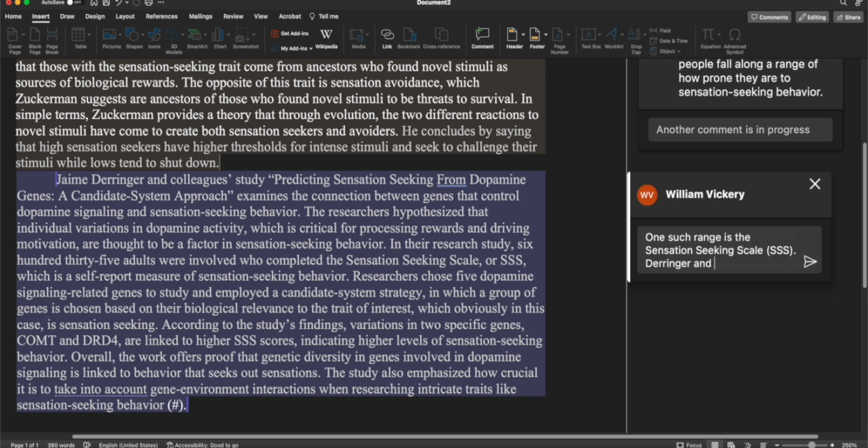Is Jamie Derringer a boy or a girl? Tough call. Jamie's one of those gender-neutral names. We'll go with the singular they. If we had more time, by the way, it would be a simple Google search. I guarantee you, if this person's doing research, they've got a faculty page, right? So we could just go find out. Derringer and their colleagues.